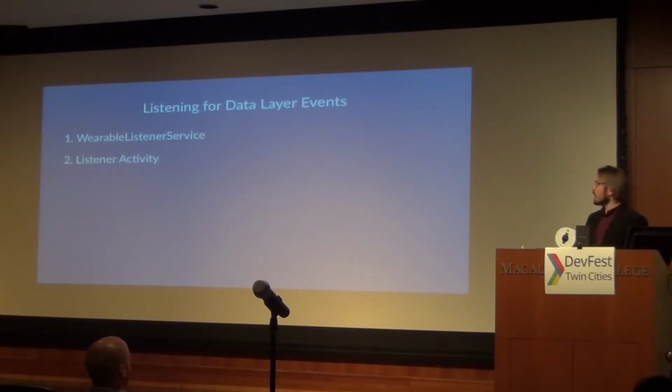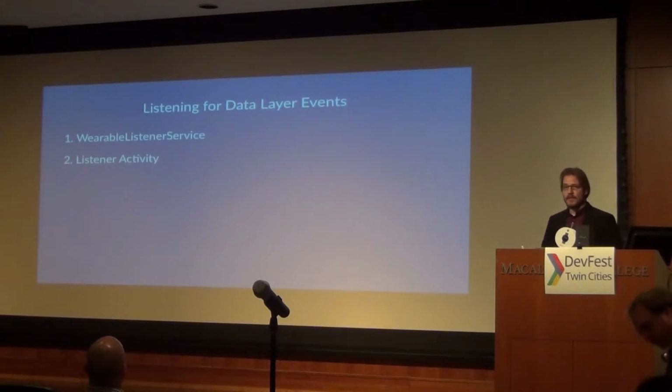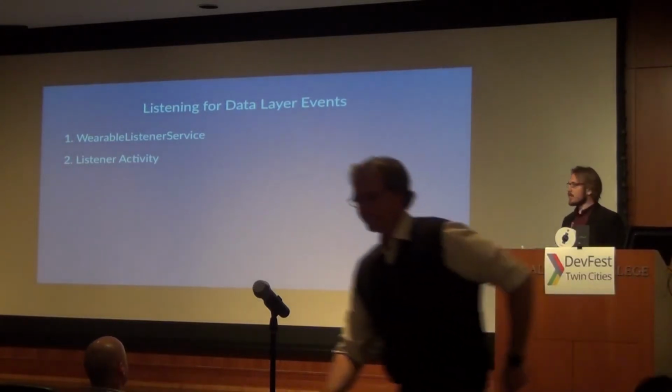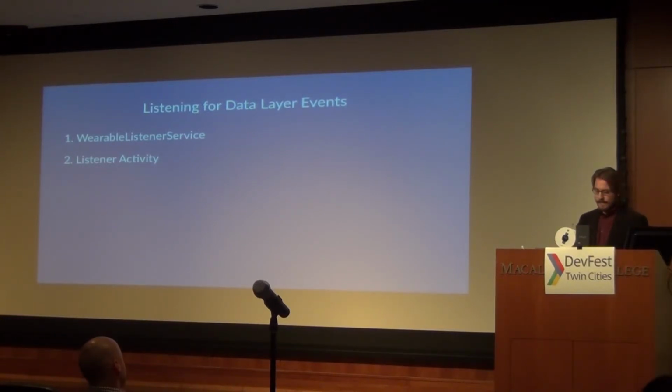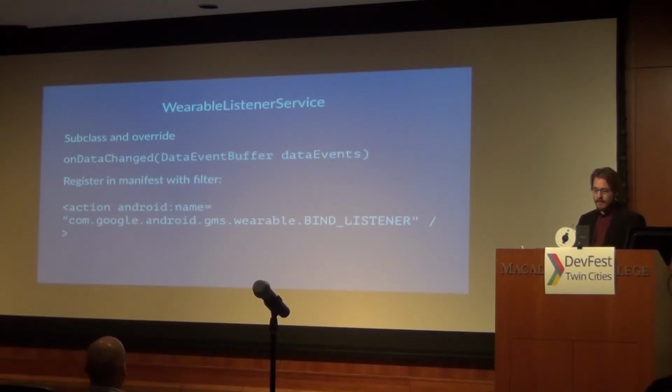In order to listen for events, you can use a wearable listener service, and this is registered in the manifest like any other service, and the activity or the service will be started by the system when an event comes through. Otherwise, if you only need to listen for that data at a certain time, you can set up the activity to be the listener. The wearable listener service is provided with the wearable SDK, and you subclass it and you override the on-data change method, and then in the manifest register this intent filter.